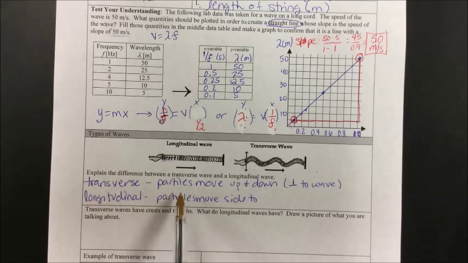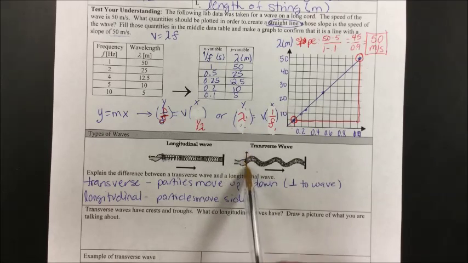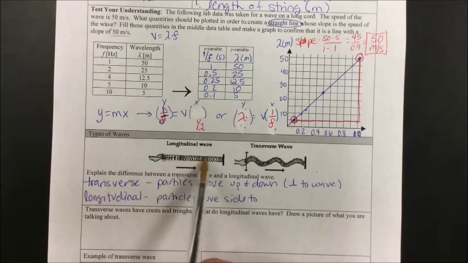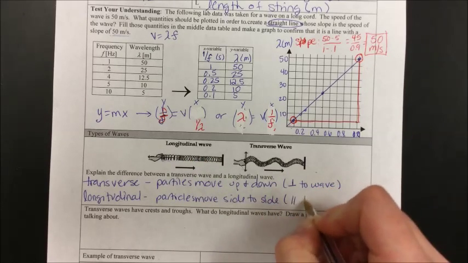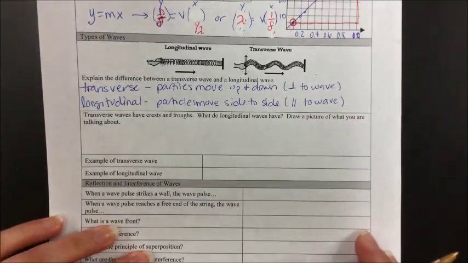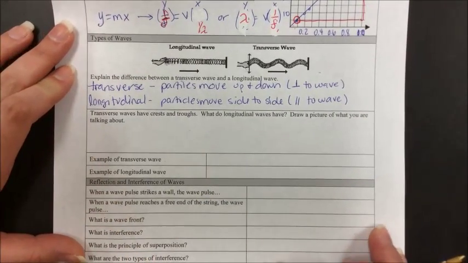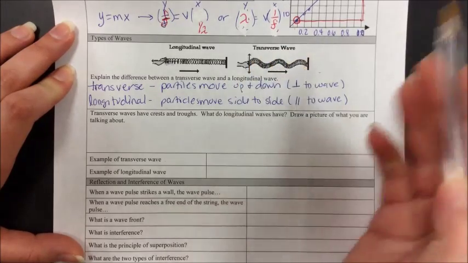So in transverse waves, the particles are going to move up and down. That's perpendicular to the wave. So here we have our particles moving up and down as the wave transfers along. And in longitudinal, the particles move side to side, so they move this way, which is parallel to the wave as far as the motion goes. And that's important because that has to do with how the wave is formed and how we perceive it. And so transverse waves, this is like water waves.